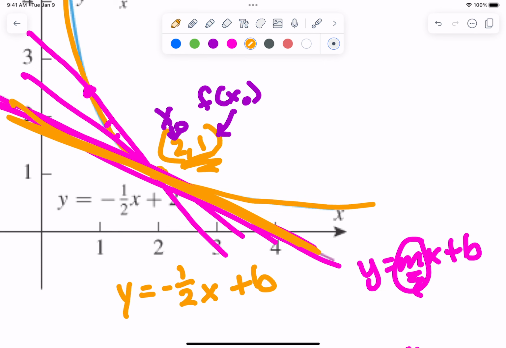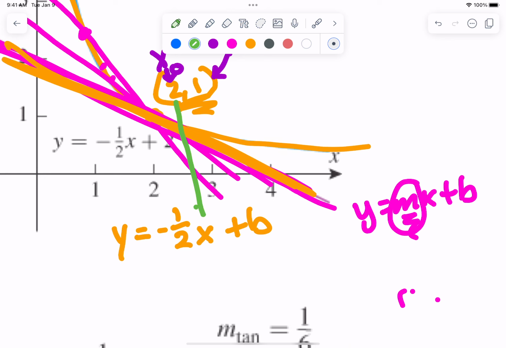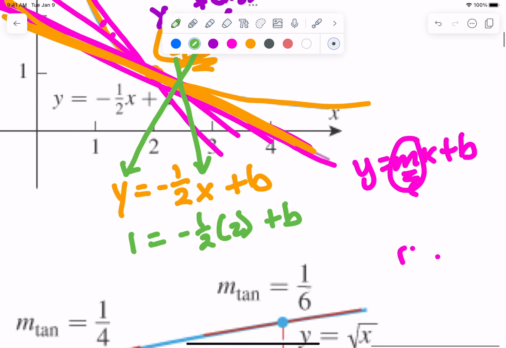So I know that the slope is 1/2, and I need to find b. How do I find b? Plug it in. Let's plug 2 in for x and 1 in for y. 1 equals negative 1/2 times 2 plus b. This is just like algebra.